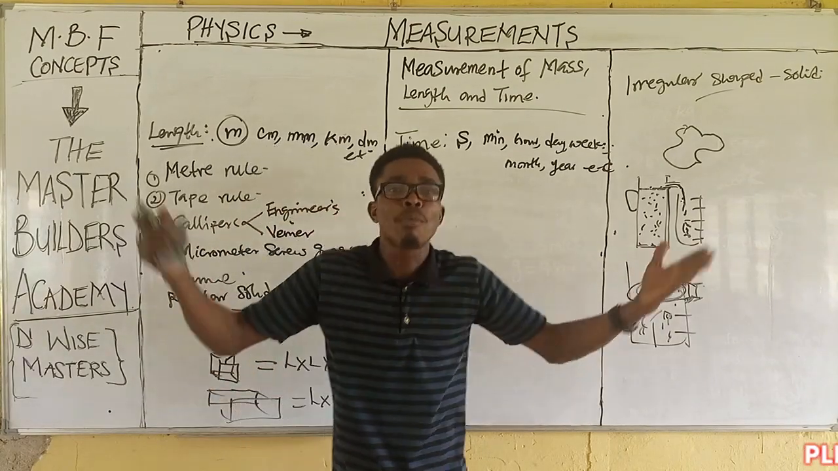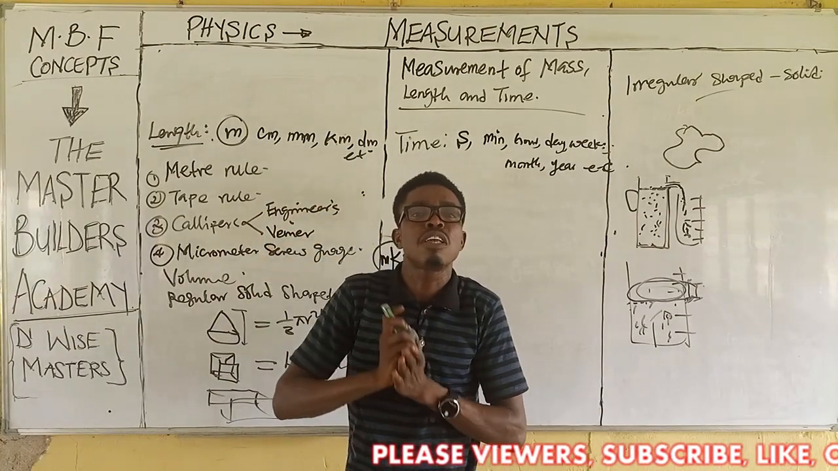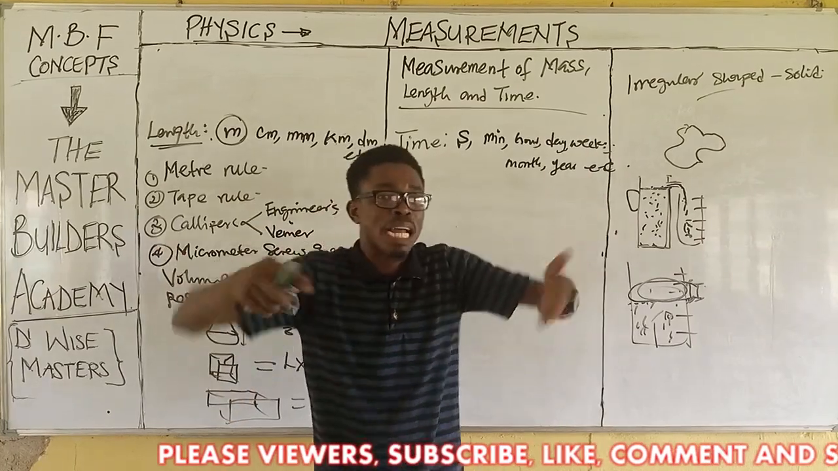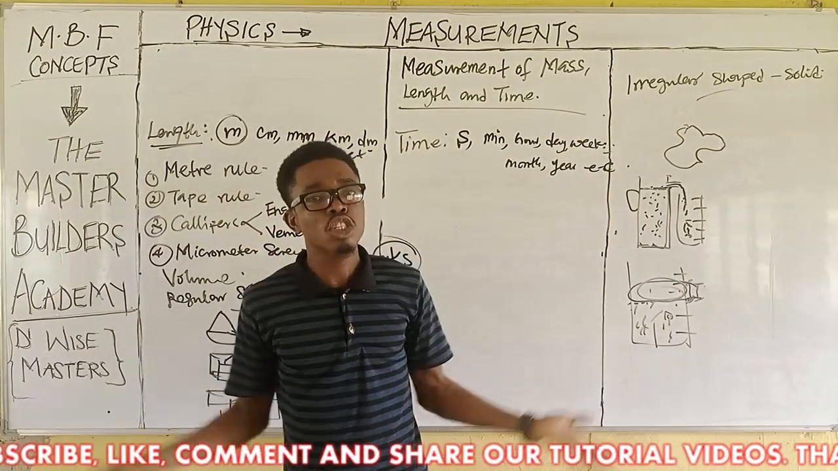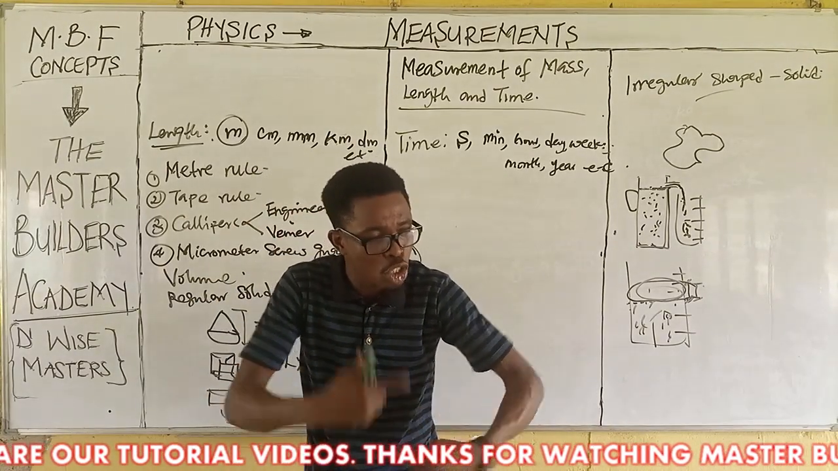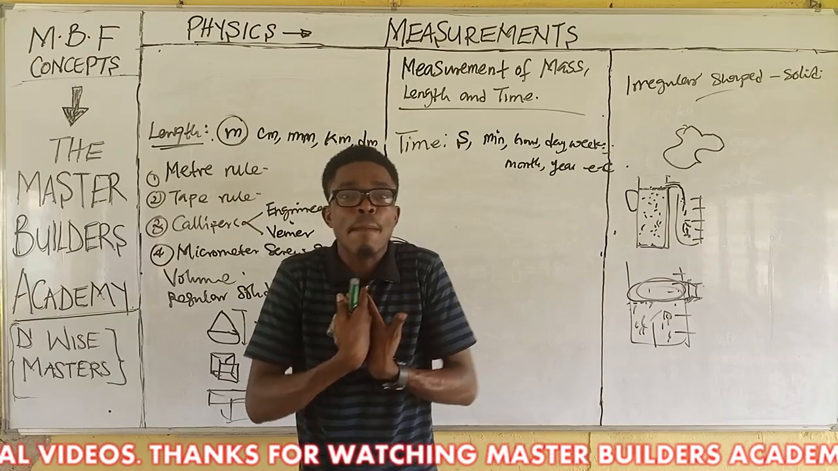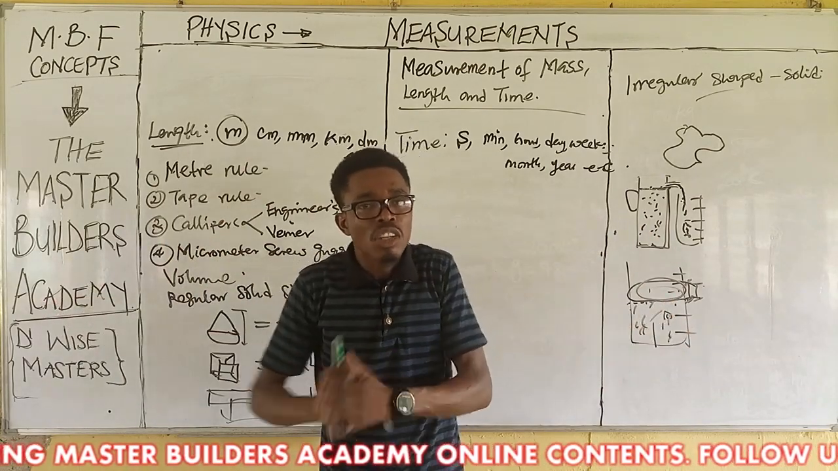Or I decide to put food on fire. I want to cook beans. The duration between when I put the food on fire and when I remove it, satisfied that this food is ready for consumption, is what is called duration. Or I decide to start eating. The duration it took me to eat a particular meal till I'm satisfied is called time.